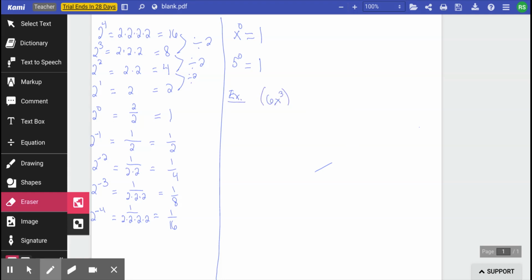6x cubed, all to the 0th. Using our properties of exponents, you can say right away that this is 1, or you can say that that's going to be 6 to the 0th, x to the 0th, 3 times 0 is 0. 6 to the 0th is 1, x to the 0th is 1. We get 1 times 1, which is 1. So 6x cubed, quantity raised to the 0th power, is 1.